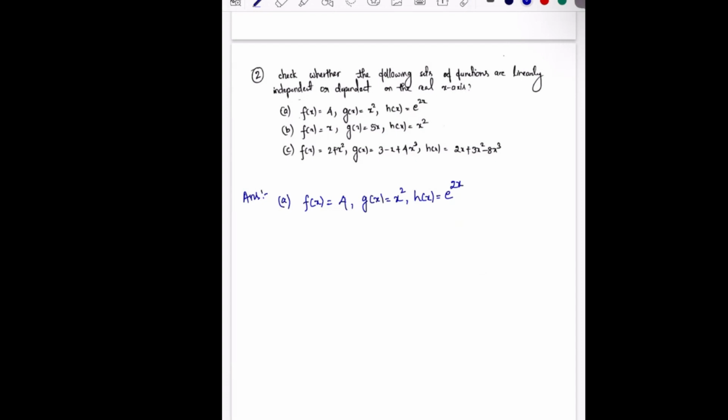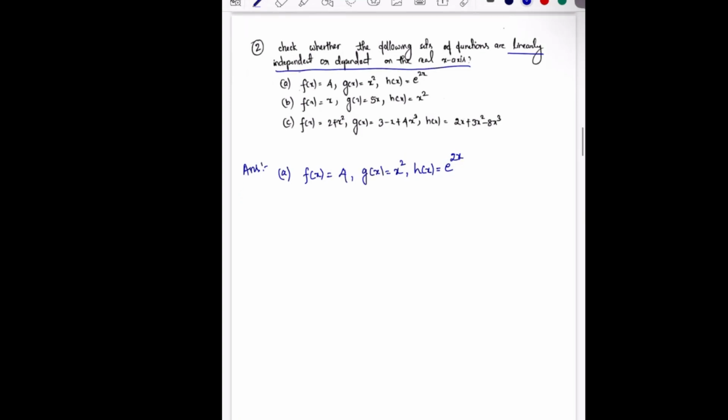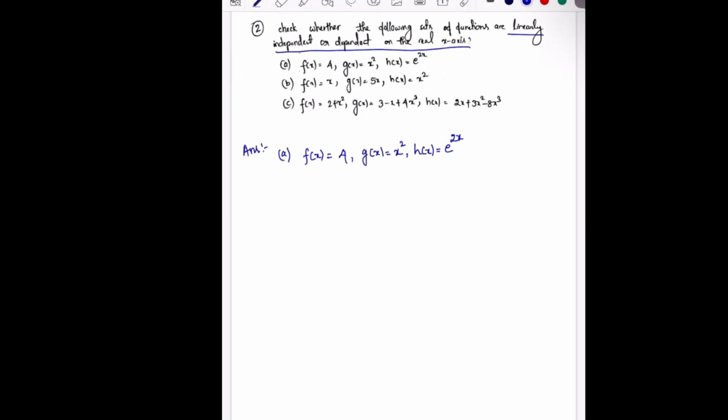Okay. So it is asking to check whether the following sets of functions are linearly independent or dependent on the real x-axis. The first one is given as f(x) = 4, g(x) = x², and h(x) = e^(2x). By simply looking at it, you can tell that you can't write any one function as a linear combination of the other two functions. So in that case, you can say that these three vectors are linearly independent.